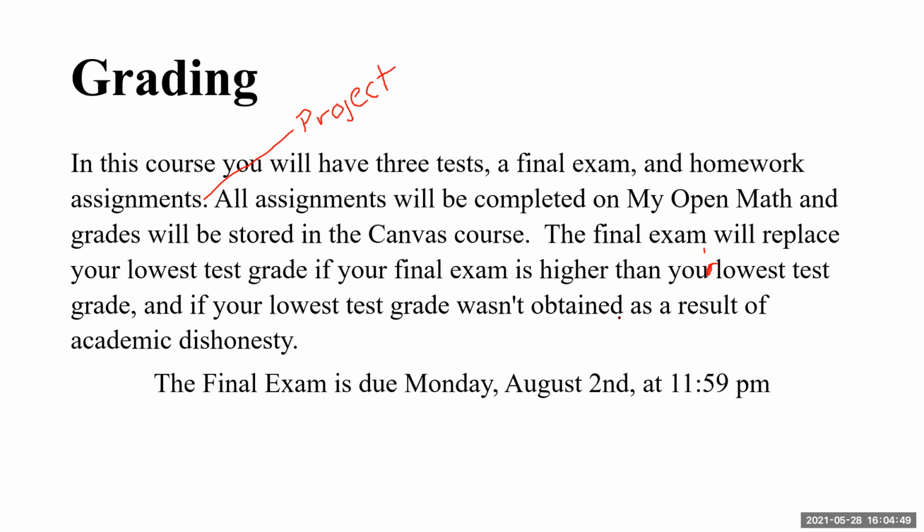If your lowest test grade wasn't obtained as the result of academic dishonesty. So if you got a 0 for an academic dishonesty, your final exam is not going to replace that grade. Now, the final exam is due August 2nd at 11:59 p.m. That's a Monday night. Make sure that it is done by then. If you start your exam at 11:58, you're only going to have 1 minute on it. So if I were you, I would definitely be starting it at least by 9:30 so that you get your full 2.5 hours on the exam.